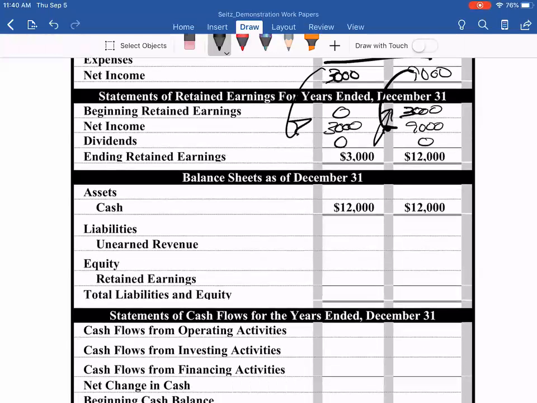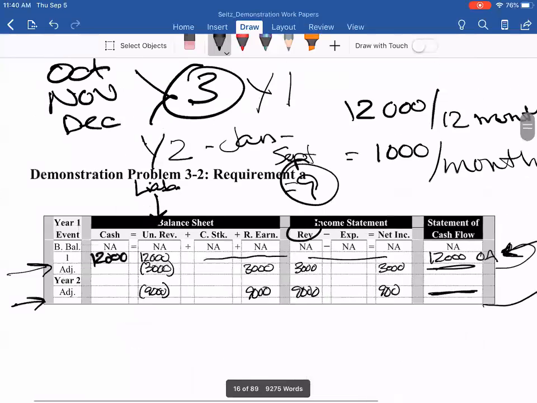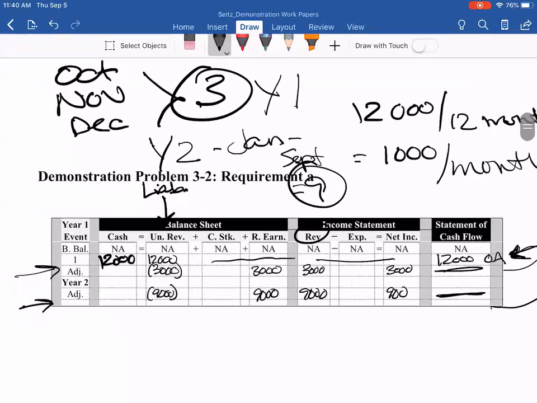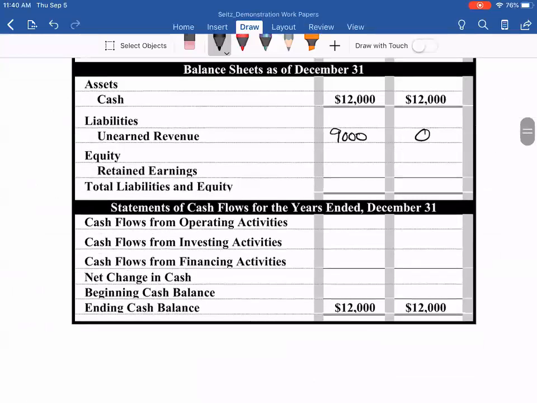Cash is the same again, assuming that we're not paying out any expenses. Obviously we would, but just looking at this transaction and how it affects the financial statements is the purpose of this. I would have unearned revenue at the end of the first year of 9,000, 12 minus 3 would be 9,000. And then at the end of the second year, I would subtract out that second 9,000 to get 0.